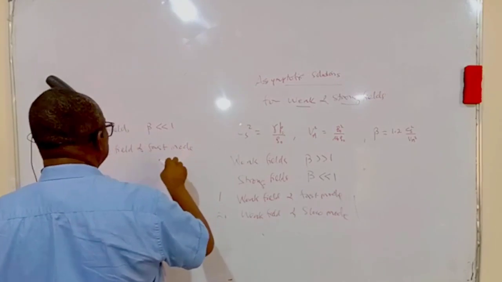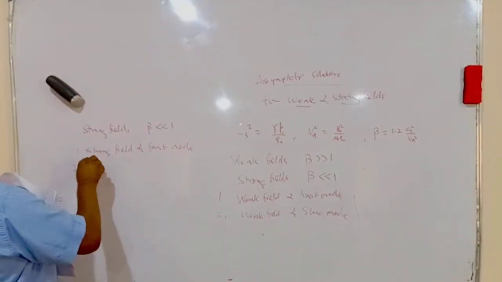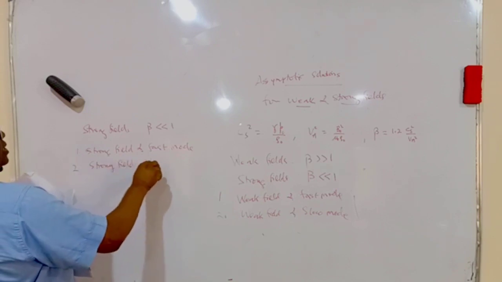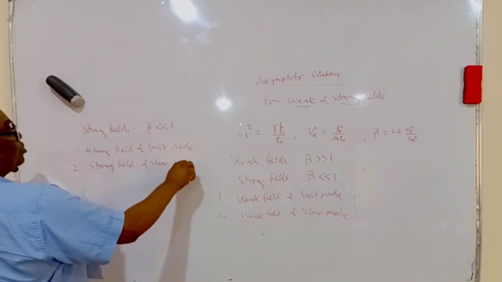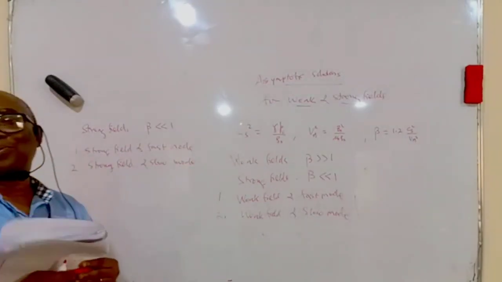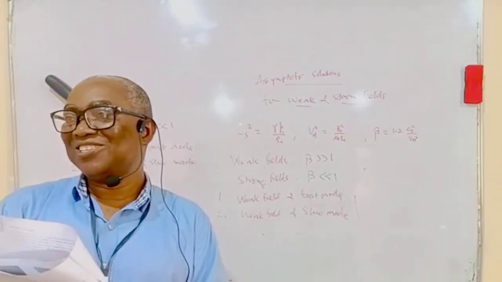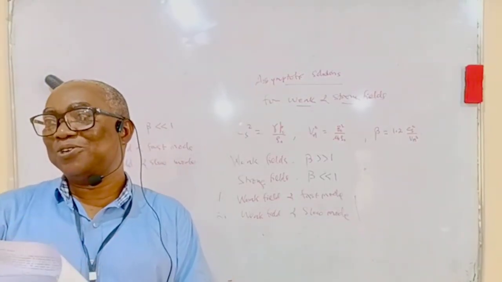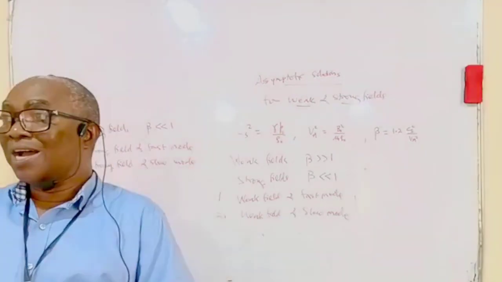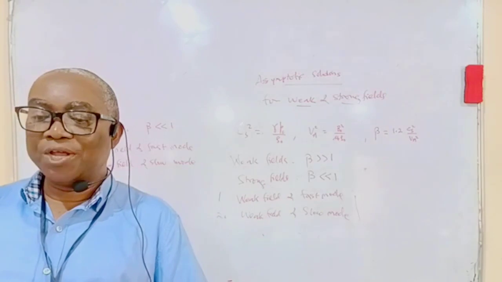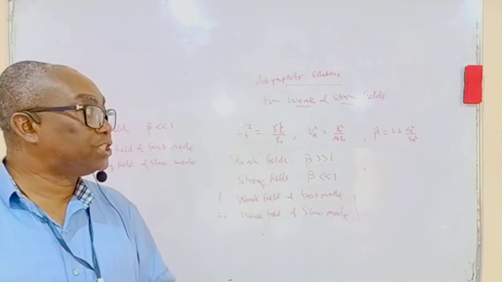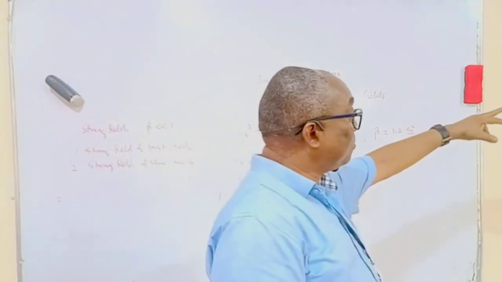Because when we start going to that, number 2, strong field and then slow mode. Now, these are things that come into analysis. It is no longer the solving of the equations, but now we need to get the physical meanings and physical situations of what we are doing. Still leave these two equations for me, because I'm going to work with those equations.